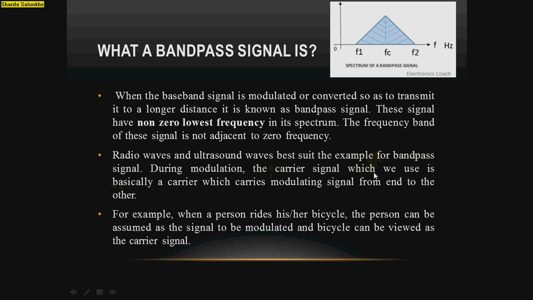During modulation, the carrier signal which we use is basically a carrier which carries the modulating signal from one end to the other end. The best example: when a person rides his or her bicycle, the person can be assumed as the signal to be modulated, and the bicycle can be viewed as the carrier signal. So the carrier signal carries that signal, the baseband signal.